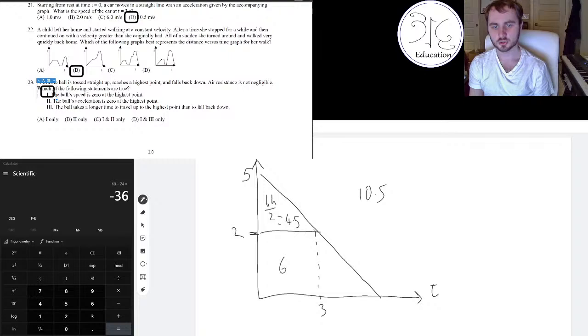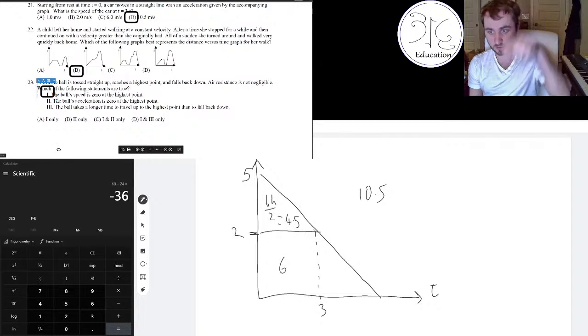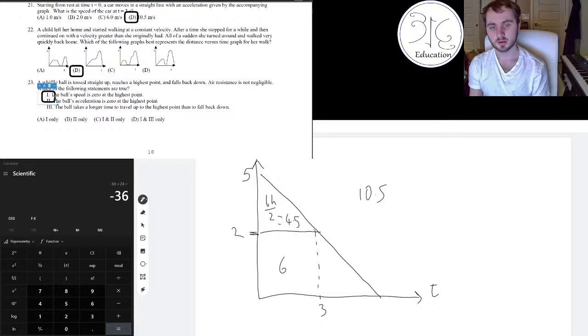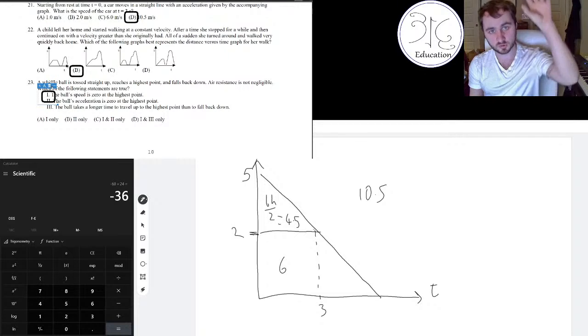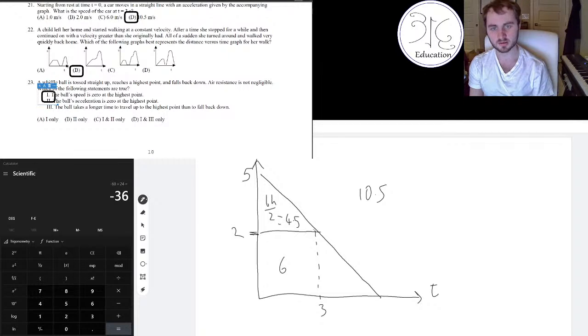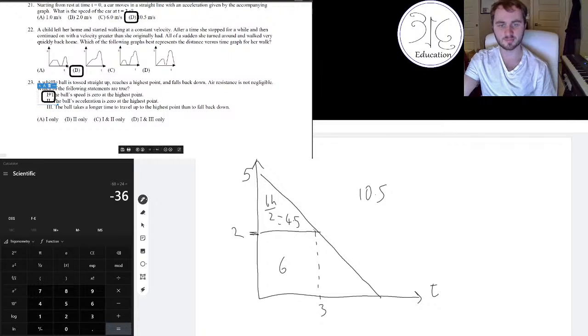The ball's acceleration is 0 at this highest point. That's not true because we're going to be accelerating due to gravity constantly. But we also are going to be experiencing some air resistance acceleration. Either way, not 0. Because if the acceleration was 0 at this highest point, it would just stay there. It would just stay at rest, floating up there like some magic wiffle ball.